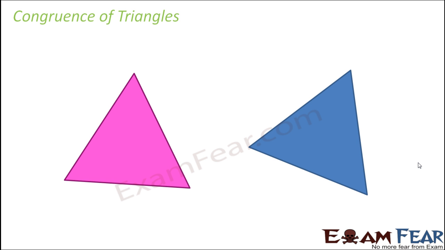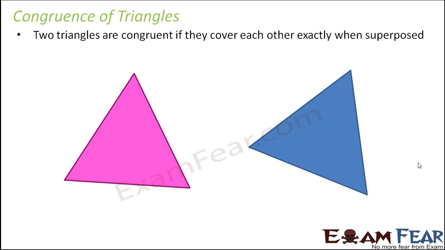Now what about the congruence of triangles? Because when we talk about a triangle, it has a lot of things. A triangle has 3 sides, it also has 3 angles, and it has 3 vertices. Now how do we know that 2 triangles are congruent? The basic concept remains the same, that is, 2 triangles are congruent if they cover each other exactly when superposed. That means if you have these 2 triangles, a pink one and a blue one.